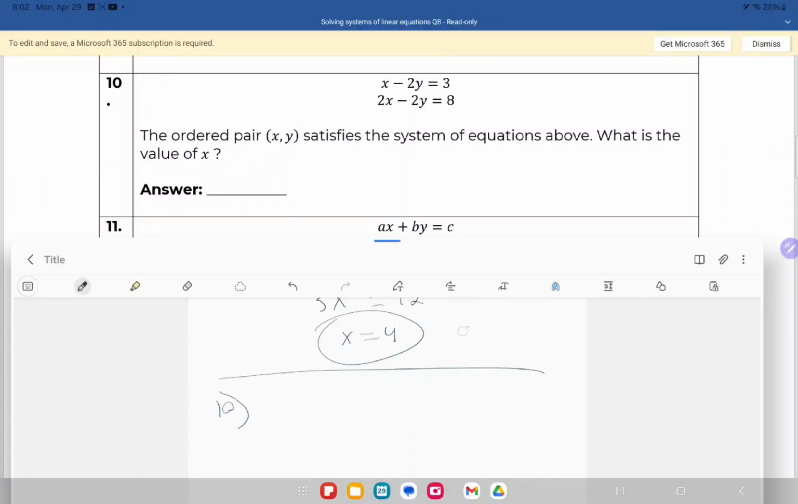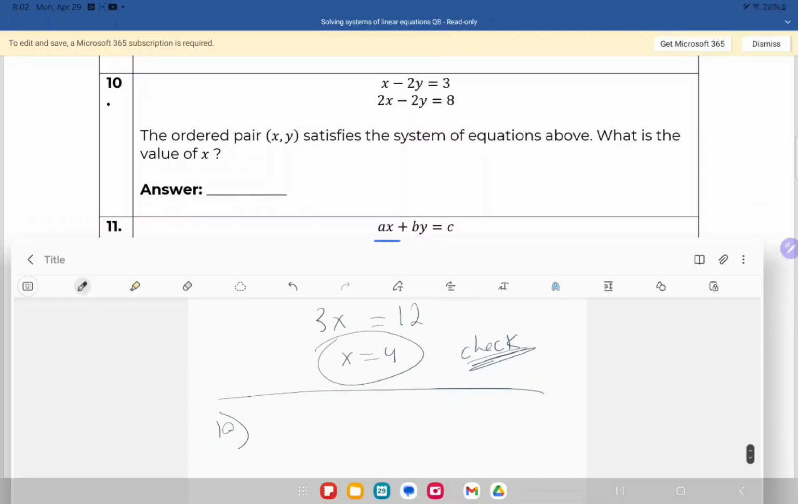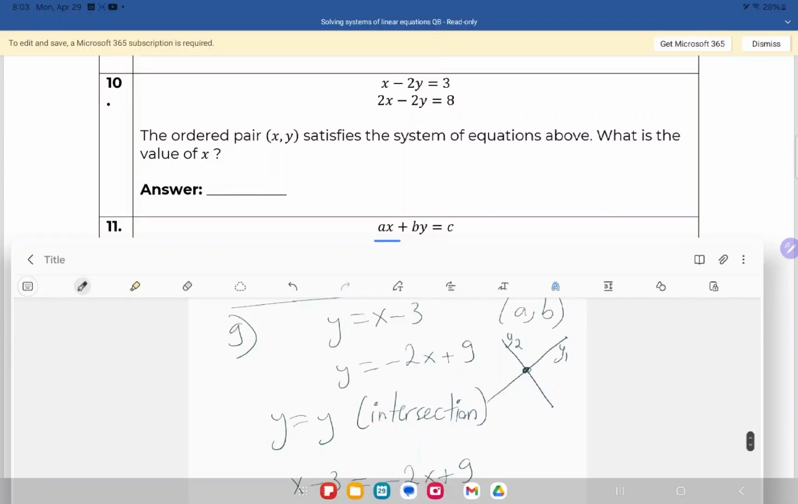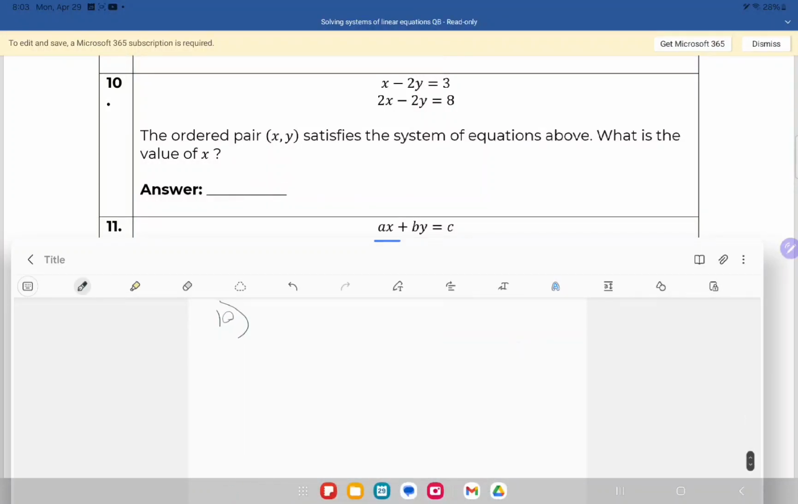Now, if you want to check over here, try putting 4 over here. So y is equal to 4 minus 3, that's 1. Try putting 4 over here. So y is equal to minus 8 plus 9, which is also 1. Your answer is correct.